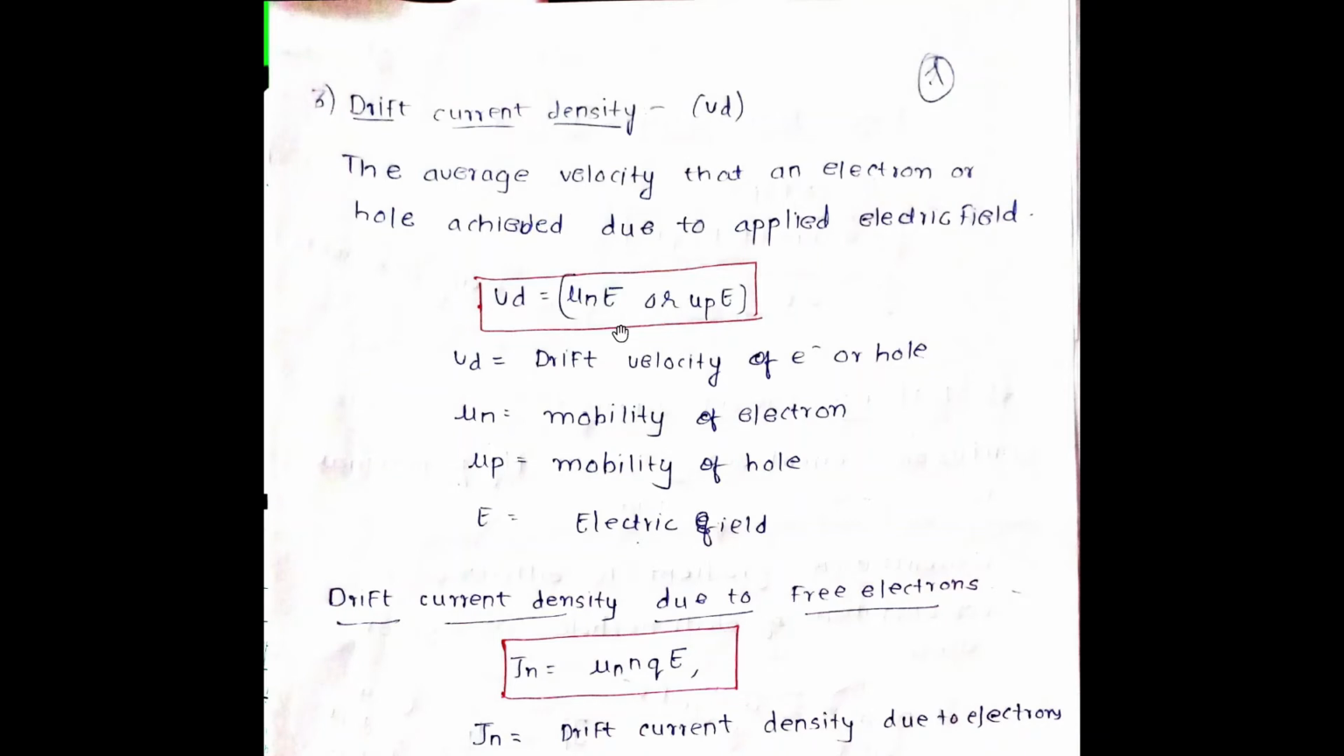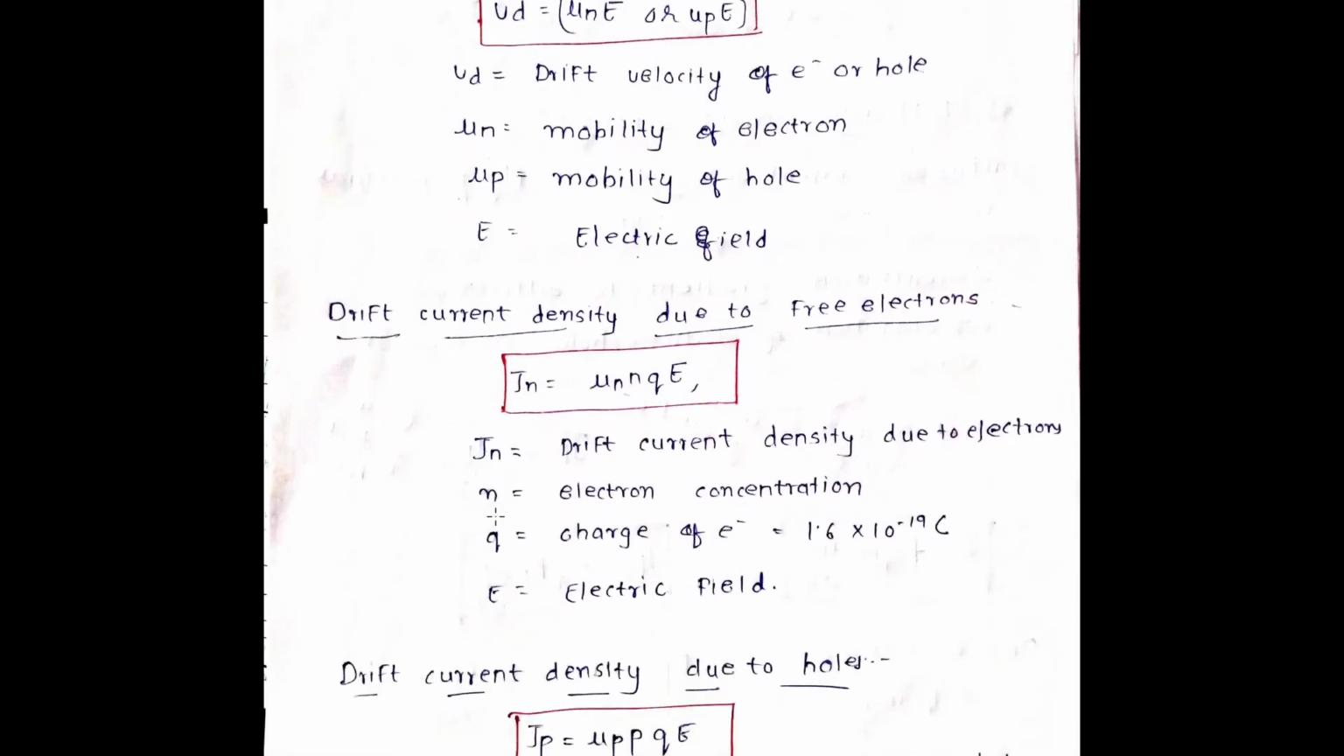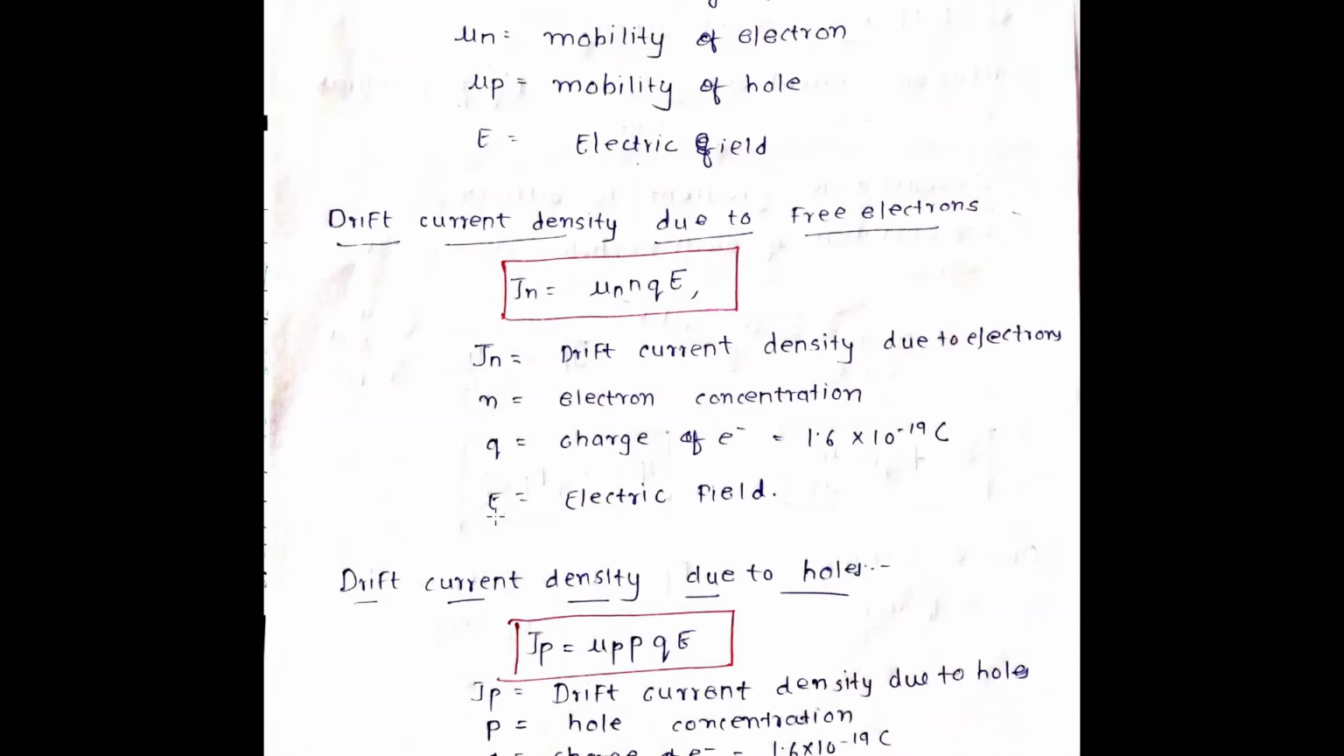It's given as mu n into E or mu p into E. I have given the explanation of each and every term. Vd is the drift velocity of electron or hole, mu n is the mobility of electron, mu p is the mobility of hole, and E is the electric field. So the drift current density due to electrons is given as mu n into n into q into E, where mu n, I told you already, is the mobility of electrons, n is the electron concentration, q is the charge, and E is the electric field.